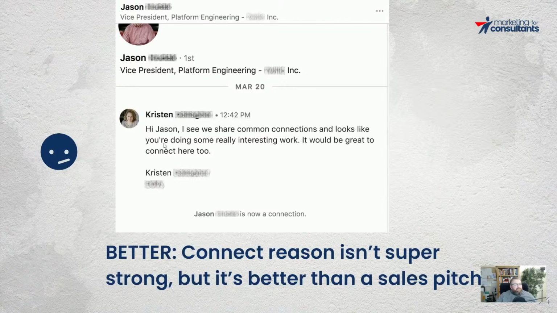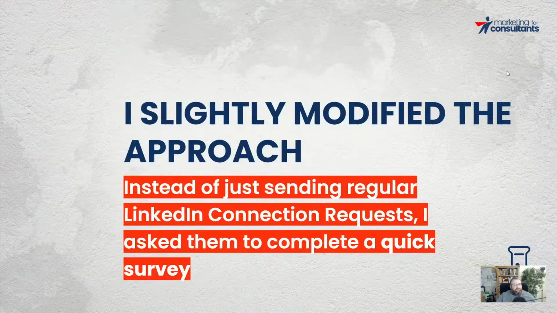Here's another one: "I see we share common connections. Looks like you're doing some interesting work. It would be great to connect." So this has worked, and they've connected here, but it's still not really great. It's definitely better than the previous one. Sharing common connections and just saying it would be great to connect, okay, that for me is better than the last one. So I was trying to figure out, okay, what am I going to write in these connection requests?